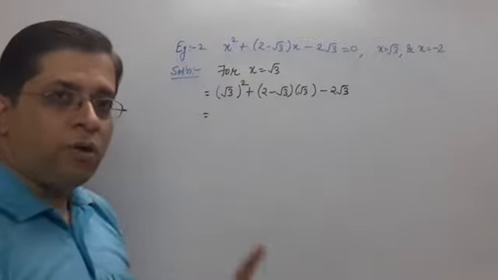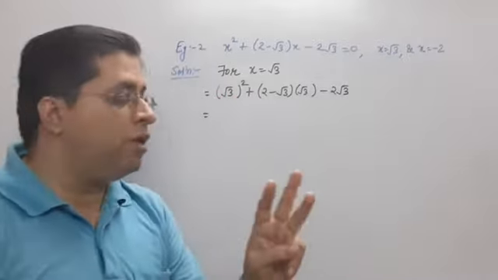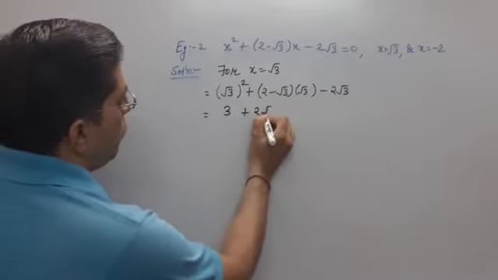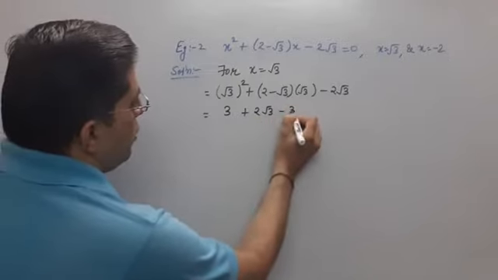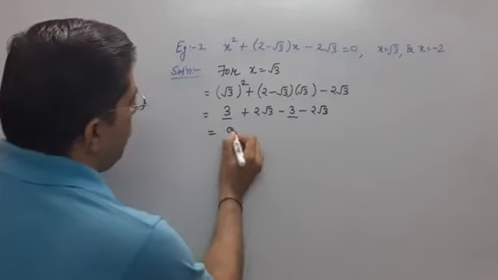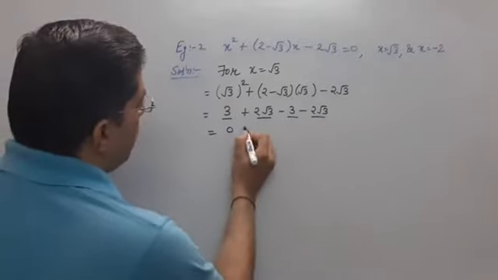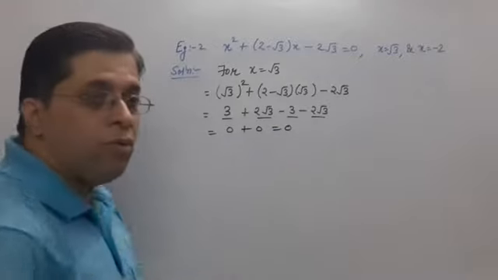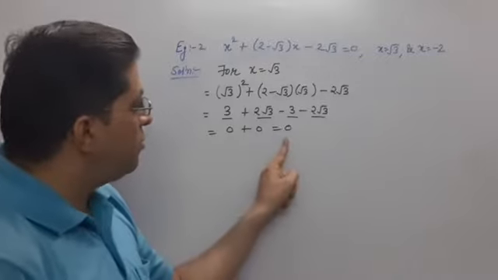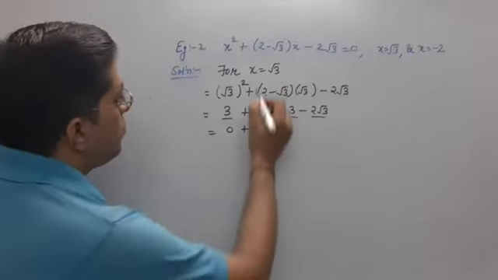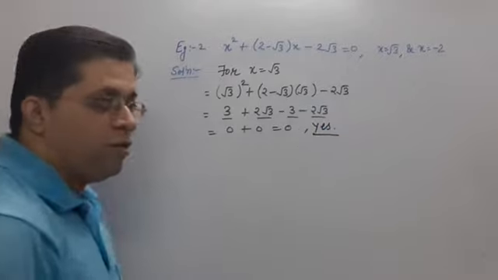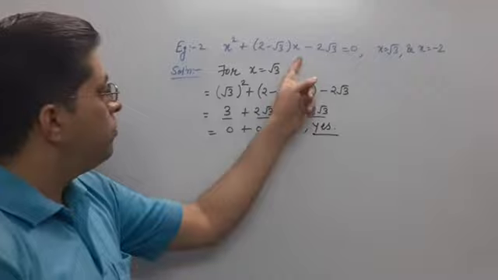Root 3 square is what? Root 3 into root 3 is coming 3. This is 3. Now use the distributive property. 2 root 3 into root 3 is 3, minus 2 root 3. See, 3 minus 3, this is 0. And 2 root 3 minus 2 root 3 is coming 0. So, x is equal to root 3 is coming 0. It means what? This is the solution of this quadratic equation. We can say yes, x is equal to root 3 is the solution of this quadratic equation.